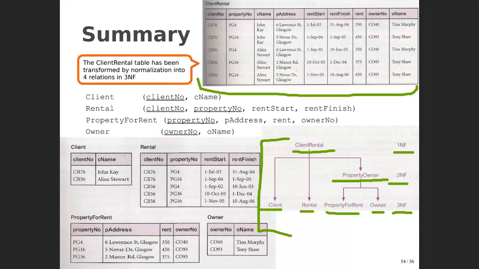And this is the relational schema representation. If I say relational schema representation, it means we put the name of the relation, and inside brackets there are the attributes for each relation, and we underline the primary key. This is the relational schema representation.